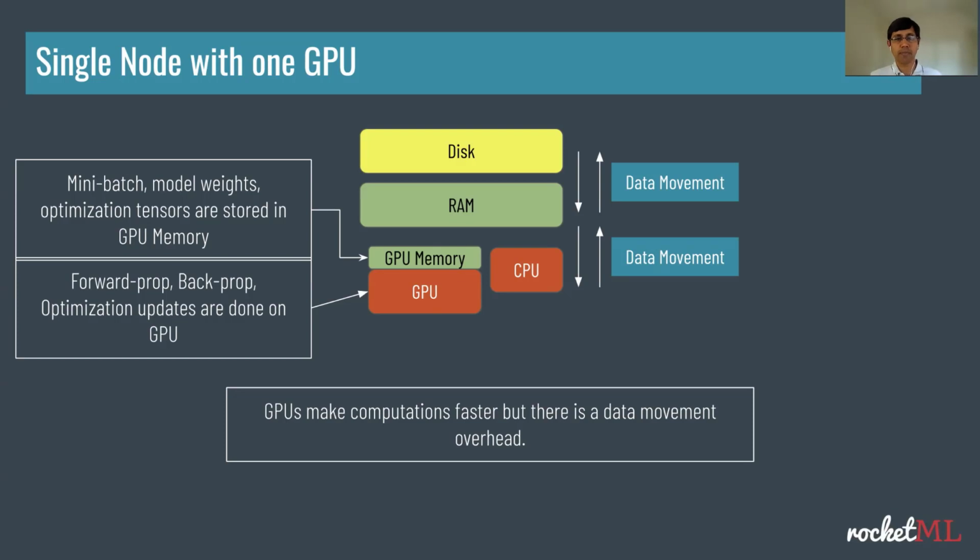And then the forward prop, back prop, and optimization updates are now done on a GPU. So GPUs make computations way faster, right? It's a known fact. It's 10 plus times faster than CPUs for some of these workloads. But there is a data movement overhead, right? That is, the data now has to go all the way to GPU memory, and it adds an overhead of data movement between RAM and GPU memory, and that adds to the time to solution. And that's something you want to keep in mind, because at the end of the day, time to solution is one of the things that we are trying to optimize for.